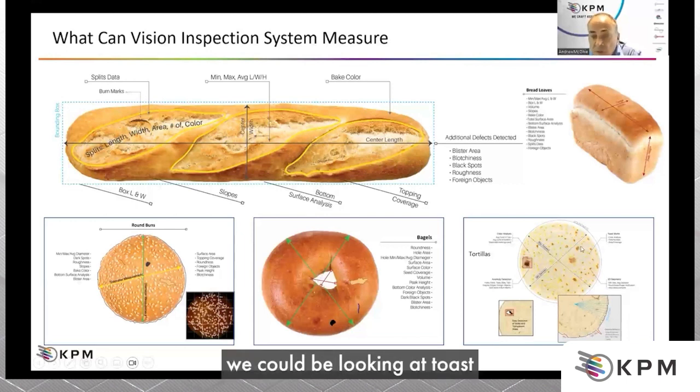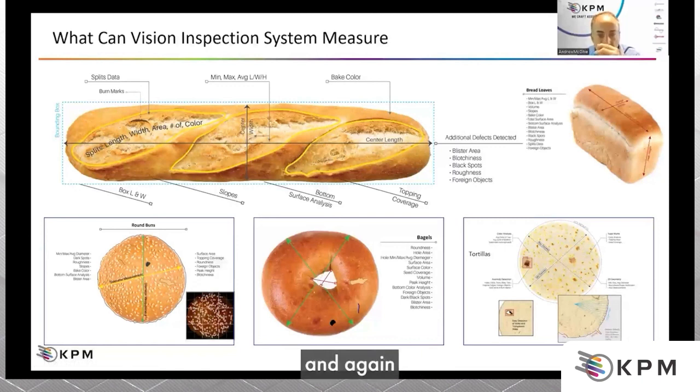Tortillas, we can be looking at toast marks. We can distinguish toast marks from dark spots. Seeded product, we can measure the sesame seed to see, is it there? Is it well distributed? And again, parameters can be set against those tolerances to decide whether something is acceptable or not acceptable.